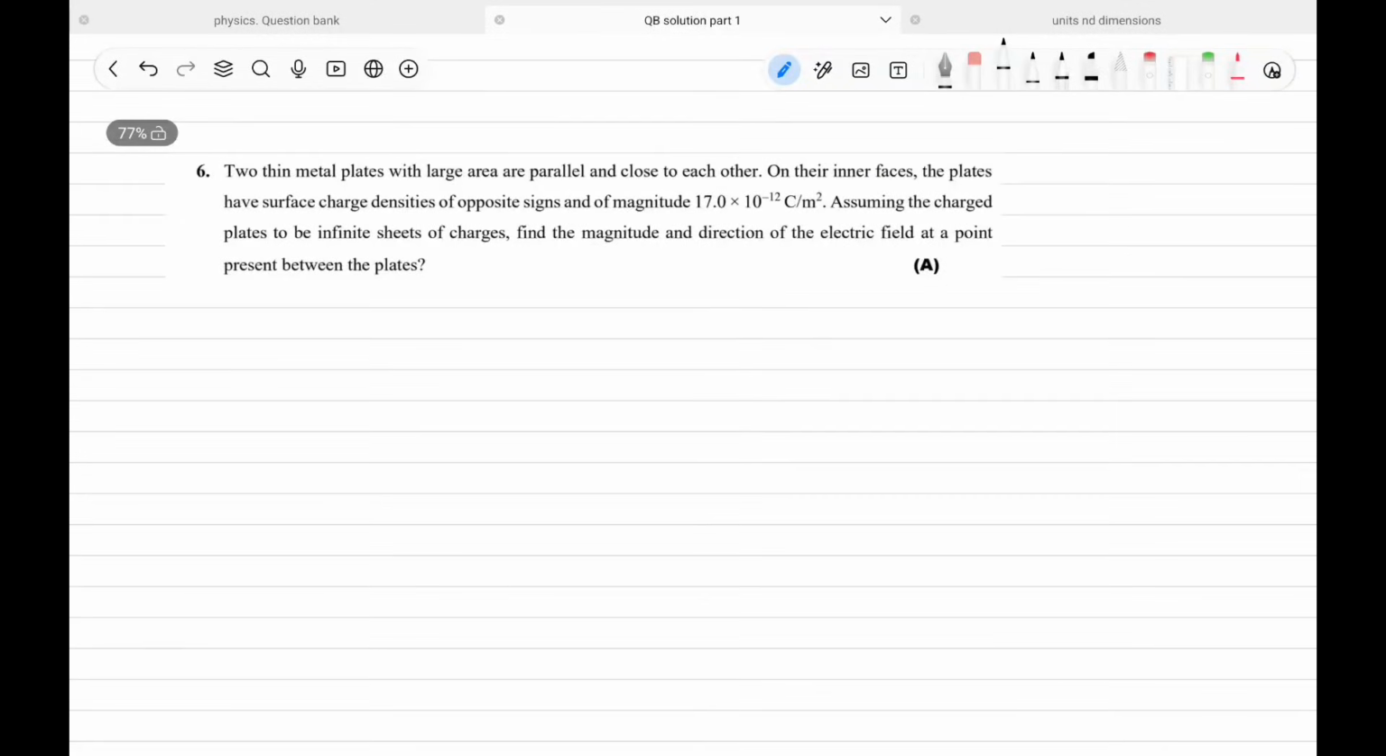Welcome back. In this question, it is asked, इस क्वेश्चन में क्या पूछा गया है? Two thin plates with very large area parallel close to each other. दो प्लेट रखे हुए हैं, यहाँ पर दो प्लेट है जो एक दूसरे से पैरेलल, और यहाँ पर बोला गया, on the other faces the plates have the surface charge density of opposite sign and of magnitude, मतलब सिग्मा को दिया गया है 17 into 10 to the power minus 12 Coulomb per meter square. Assuming the charged plates to be infinite sheets with the charge, find the magnitude and direction of the electric field at a point present between the plates.